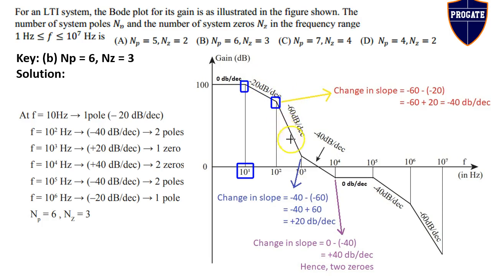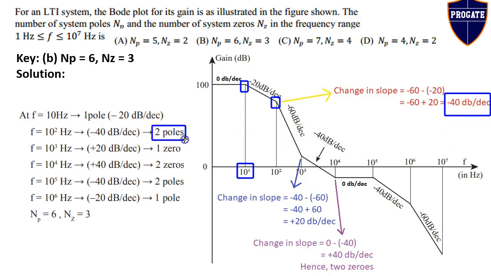That is, the slope is changing from this value to this value. So the change in slope is equal to new slope minus old slope. That is minus 60 minus of minus 20 is equal to minus 60 plus 20 is equal to minus 40 dB per decade. We know that one pole corresponds to minus 20 dB per decade slope only, but here minus 40 dB per decade slope is there. It means that there are two poles at 100 Hz.